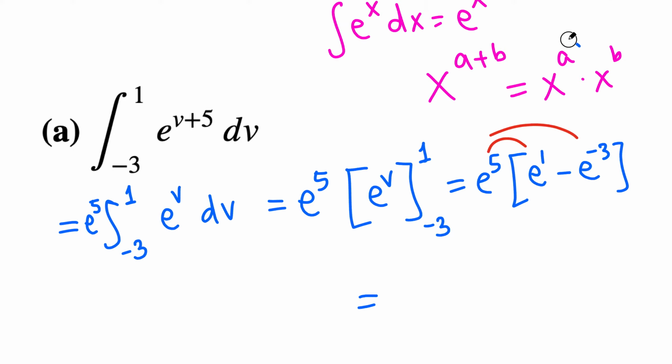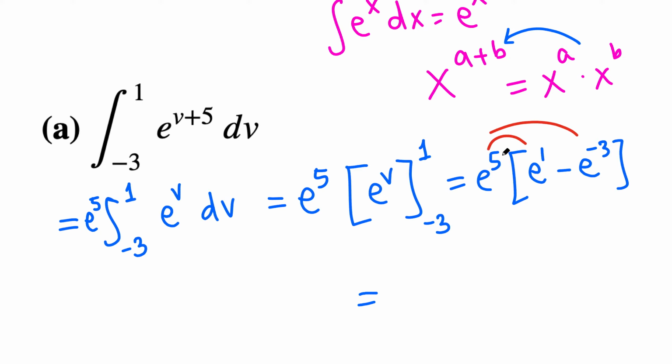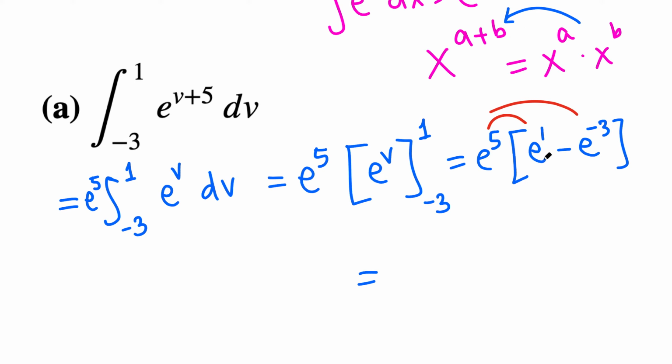And looking at this one, if we go backward, we can combine the exponents. So e to the 5th times e to the 1 is e raised to 6, minus e to the 5 times e to the negative 3. 5 plus negative 3 is 2, so e squared. So e raised to 6 minus e squared. Okay, this is not e to the 4. That's not true.